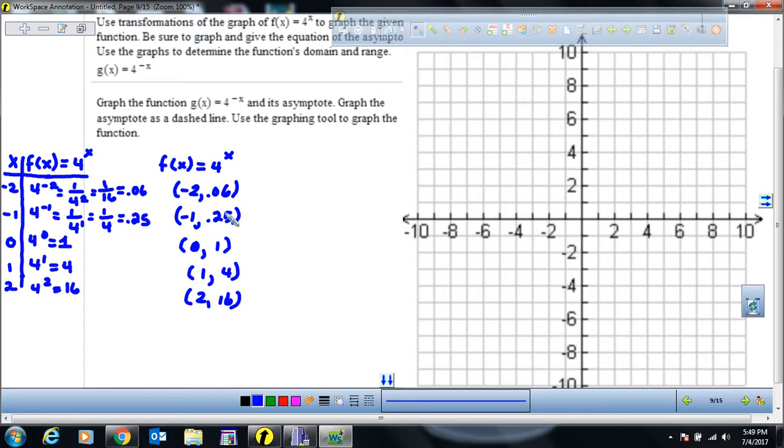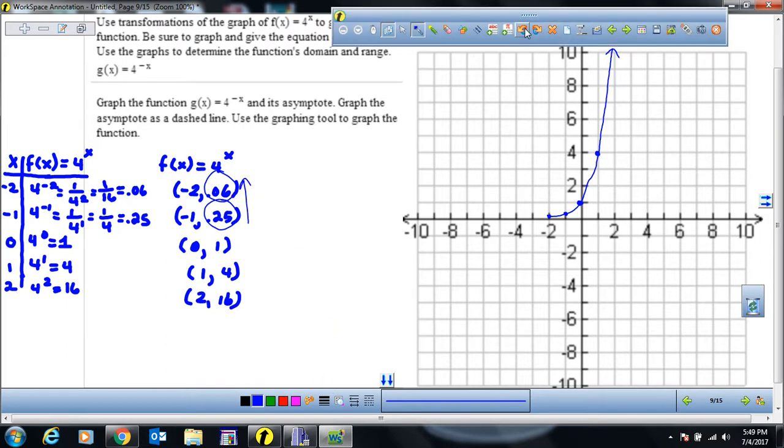So negative 2. Now just keep in mind that the 0.06, it is very close to the number 0, right? So negative 2 and 0.06 is going to be almost touching the x-axis. Negative 1 and 0.25, it's a little higher than that. Then we have 0, 1, which is here. Then 1, 4, and the last one is 2, 16, which we cannot see. So the graph is going to be again an increasing function, and once it goes to 1, then it's going to disappear after 1. And what happens to the value of y as we decrease the value of x? It keeps getting close to the number 0.